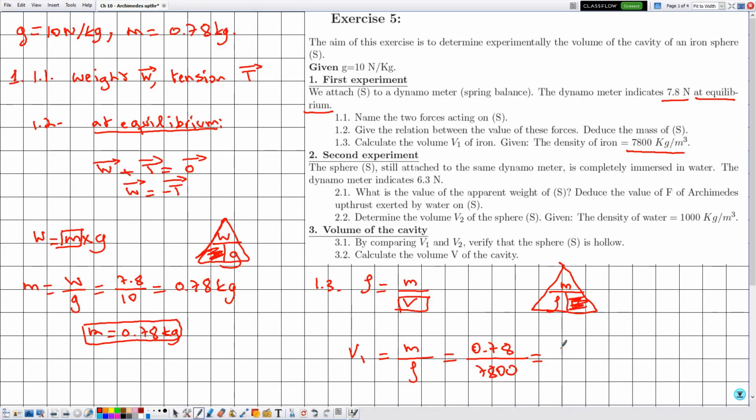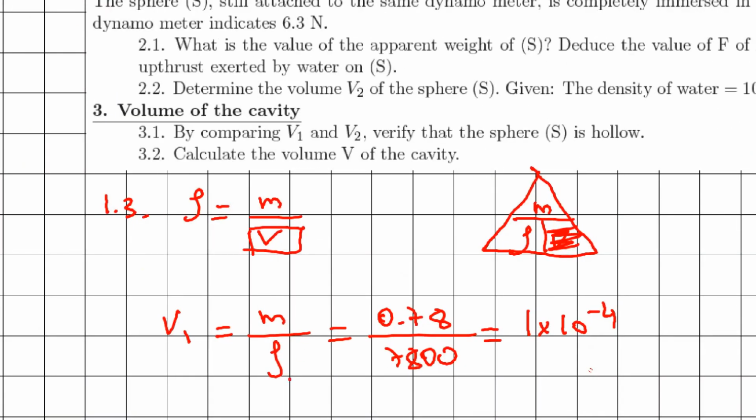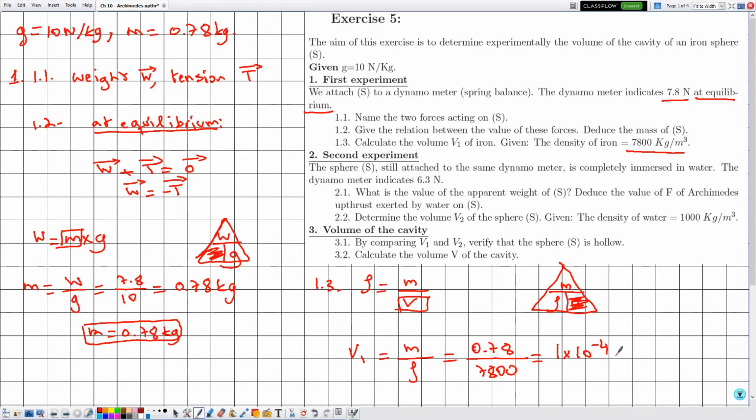Plugging this on the calculator, it will give us 1 times 10 to the power minus 4. Since everything is in the SI, M and rho, then the value of V1 will be in the SI, which is meter cube. So the volume V1 is given by 1 times 10 to the power minus 4 meter cube. And let me write here that V1 is equal to 1 times 10 to the power minus 4 meter cube. Let me make some space.